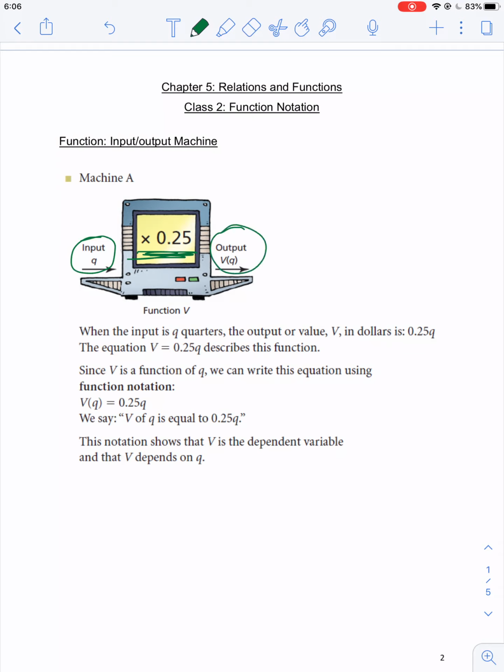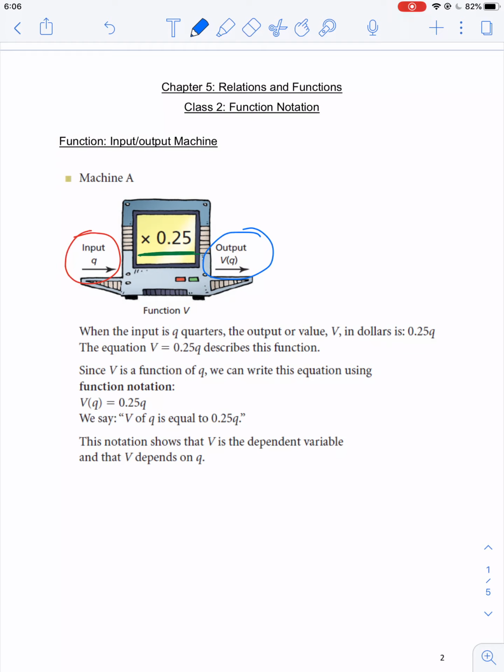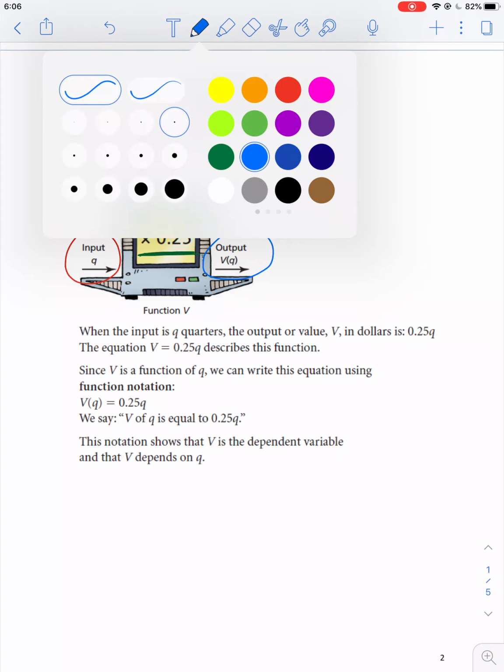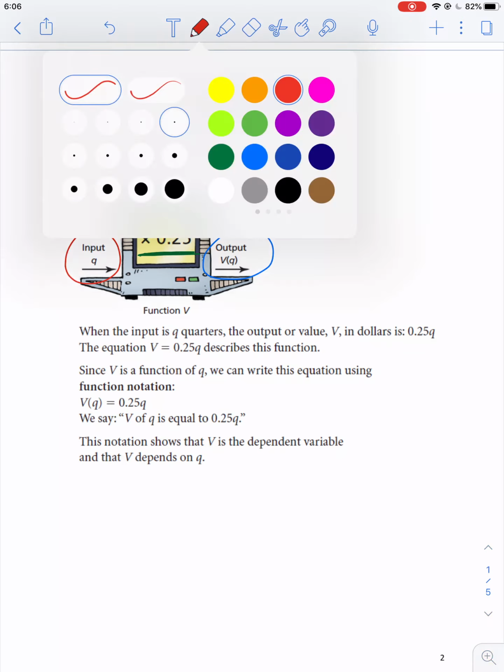Again, let's be consistent with the colors. So for input, let's just use red. For the rule, let's stick with green. Then the output will be part of your range, and the input would be part of your domain. So let's say the q value is 10. What your function will do is multiply 10 by 0.25. So maybe let me write this in green.